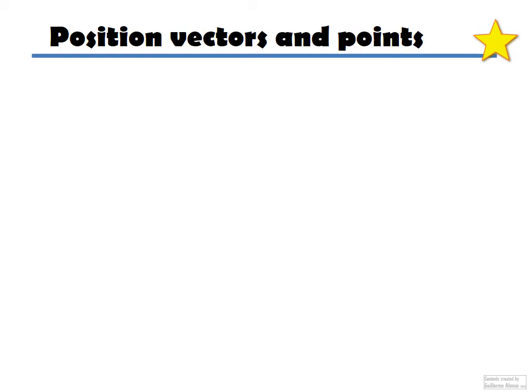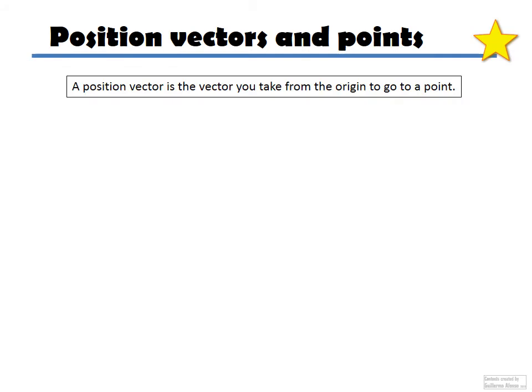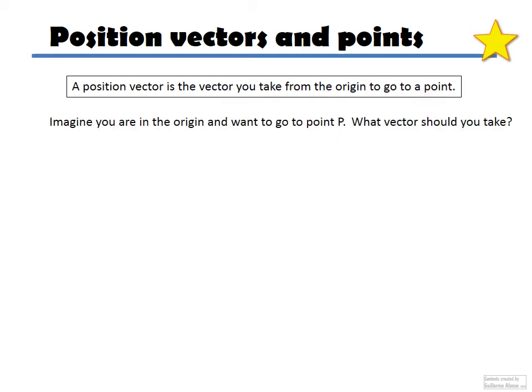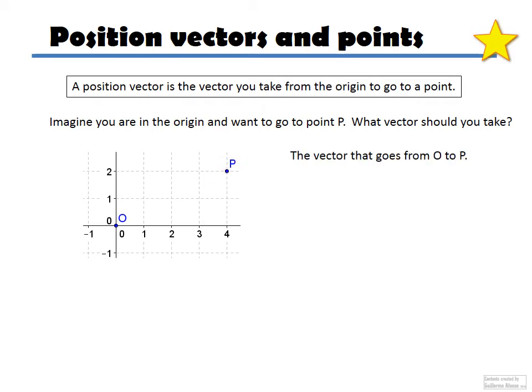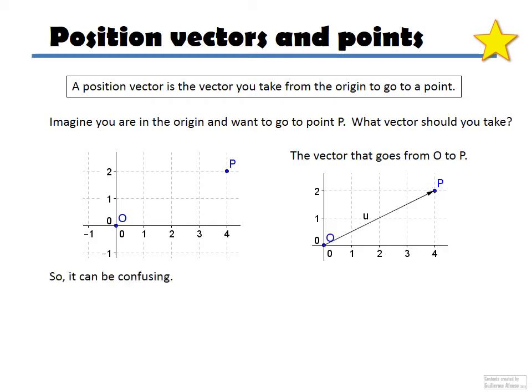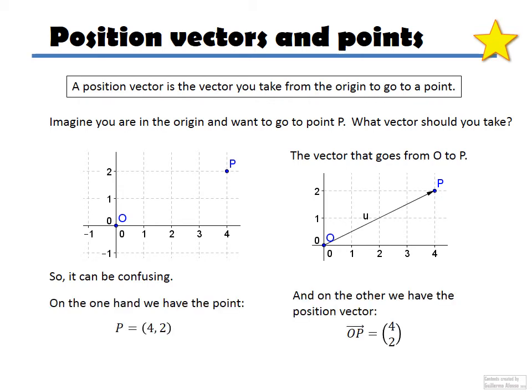So just a few more things. A few clarifications. What's the difference between a position vector and a point? Well, a position vector is a vector that takes you from the origin to a point. So suppose you're at the origin and you want to go to point P. Here's point P, which is vector 4, 2. The vector that goes from the origin to point P is going to be, well, vector 4, 2. Same thing. It can be confusing to know when we are talking about a point and when we are talking about a position vector. It doesn't really matter because it's the same thing. The only thing is you have to make sure that you're using the right term to refer to it.